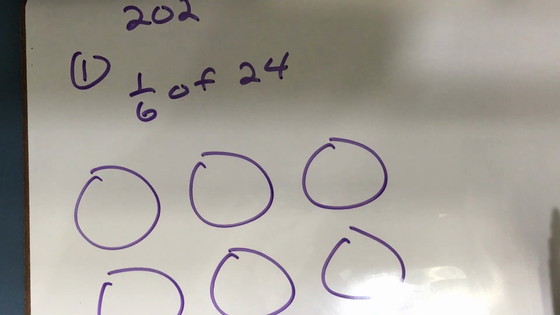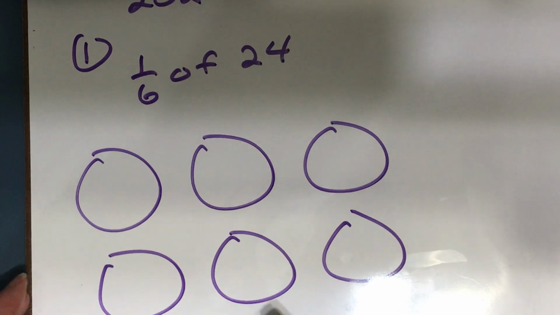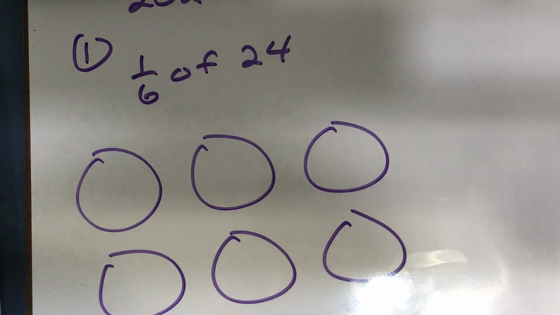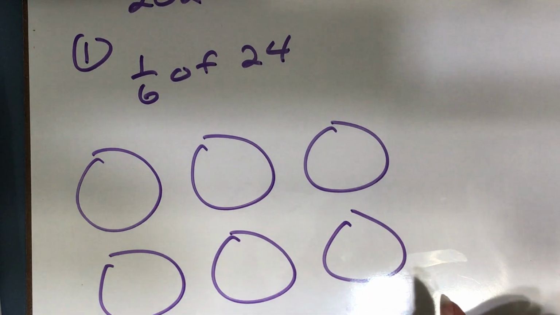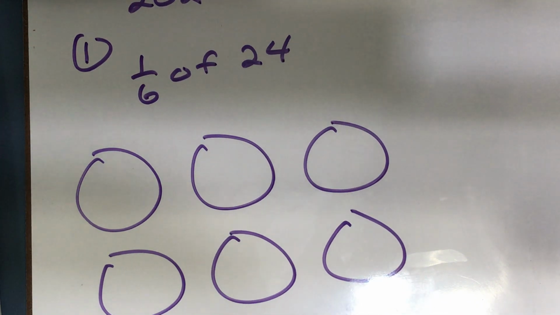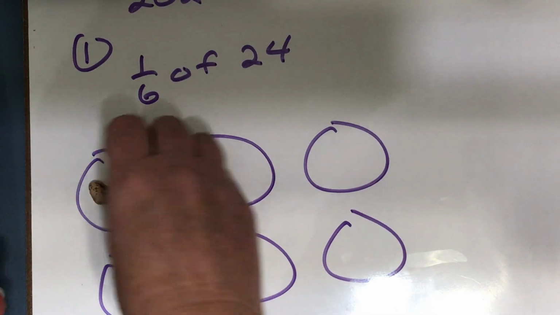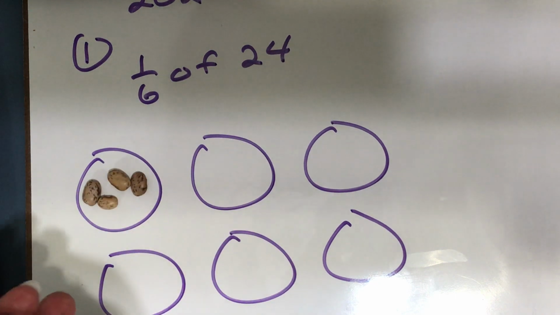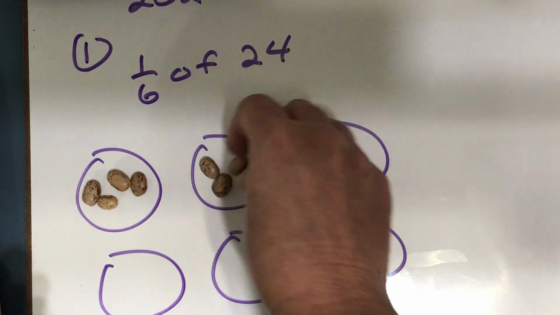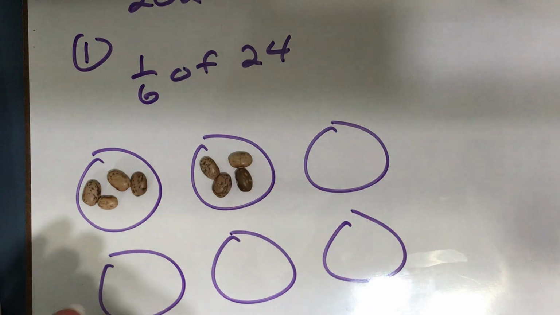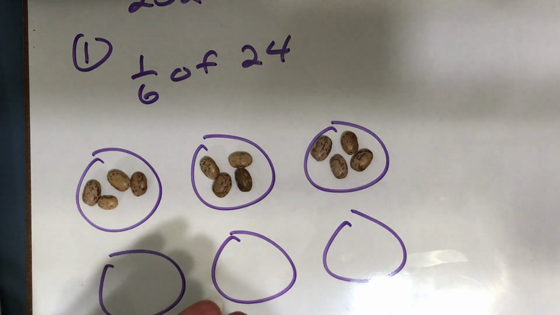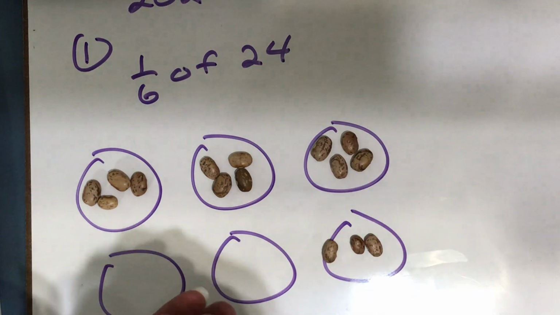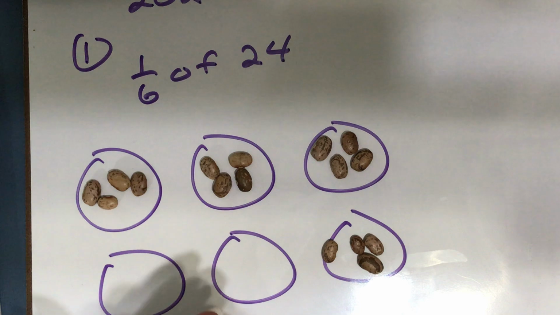So I'm going to take my 24 counters that I already counted out, and I'm going to put them into the 6 circles. To find out how many to put in each circle, I could put them in one at a time, or I know that 24 divided by 6 is 4. So I'm going to put 4 beans in each circle. Now if you don't have beans or any kind of counter to use, you can just put little marks or X's in the circles, because you know that 24 divided by 6 equals 4. So I will put 4 beans or 4 marks in each circle.